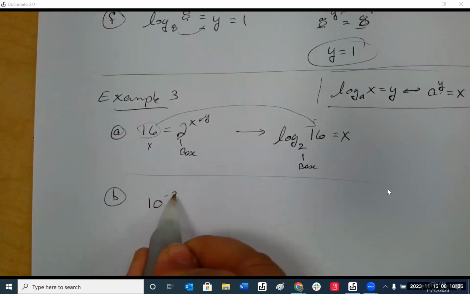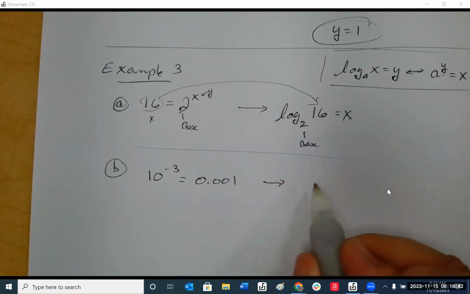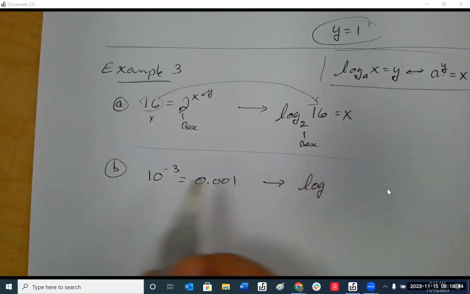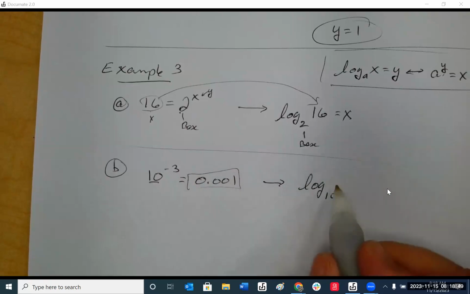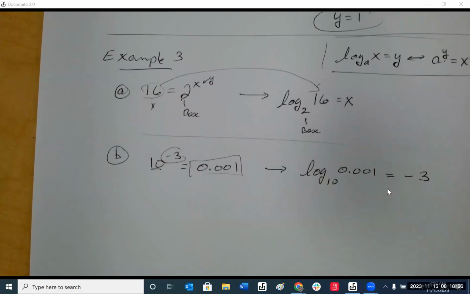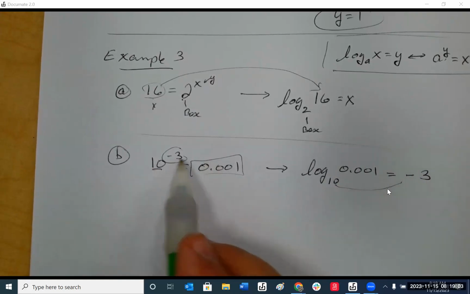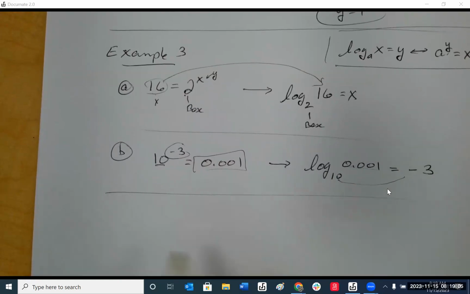Ten to the power negative 3 is equal to 0.001. Convert it into log. The base is 10. This is your answer, and it equals the exponent. And you always check it. To convert it back to exponential, 10 to the power negative 3 equals that. So it's a little bit more difficult going backwards.